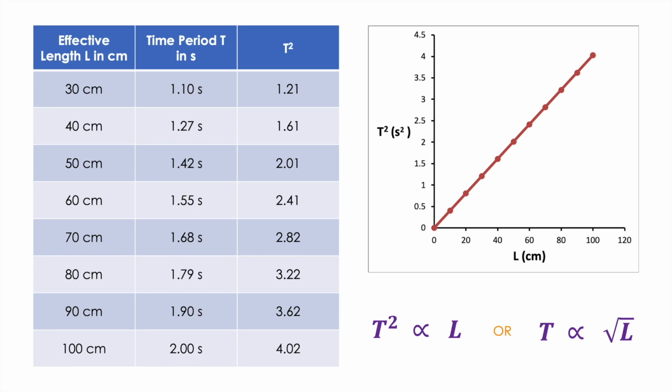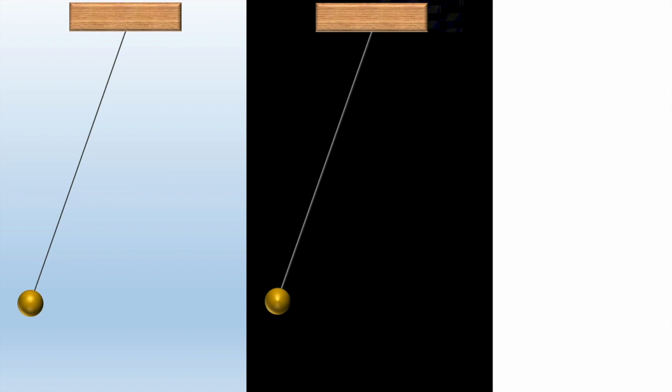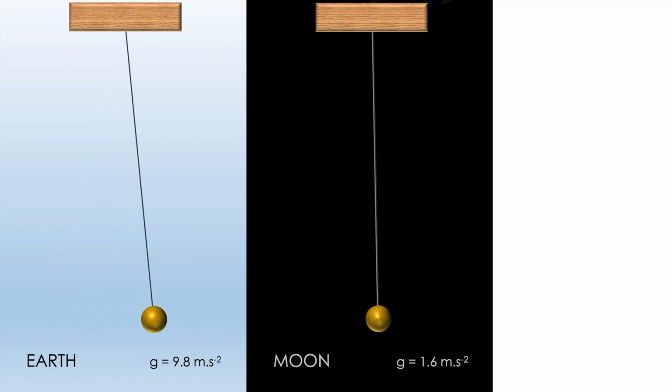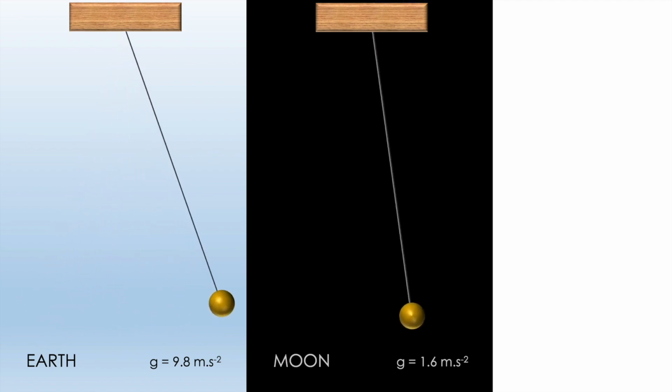Next, let's look at the acceleration due to gravity. Now here we have two pendulums. The one on the left is on the earth, where the acceleration due to gravity is 9.8 meter per second square, and the one on the right is on the moon, where the acceleration due to gravity is just 1.6 meter per second square. See what happens. The pendulum on the moon is very slow compared to that on the earth.